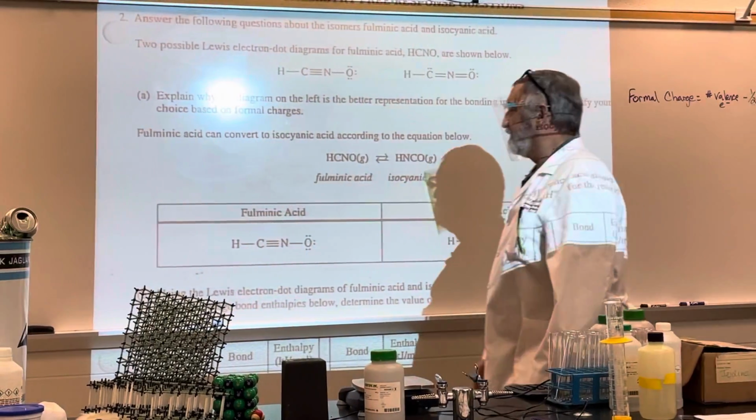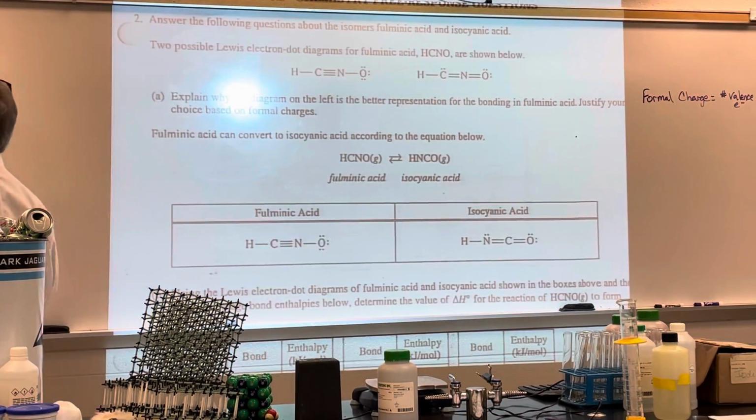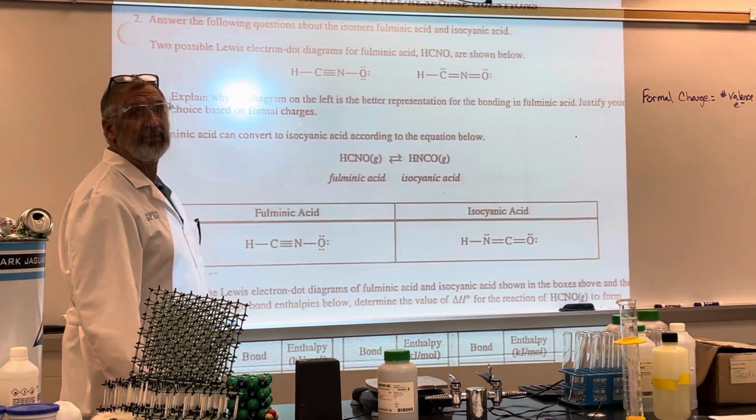Okay. Let's just go over a little bit of this first. So which one did we decide was the better representation? The left one. Why? Because it tells you. That is right.